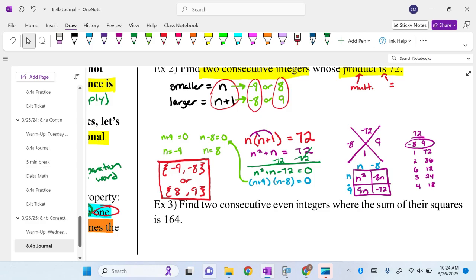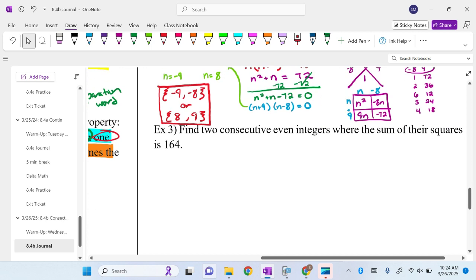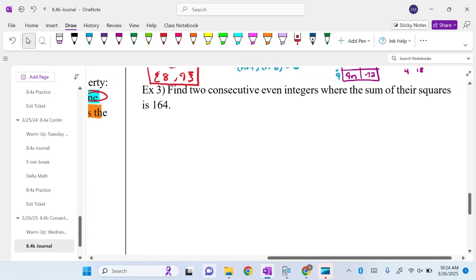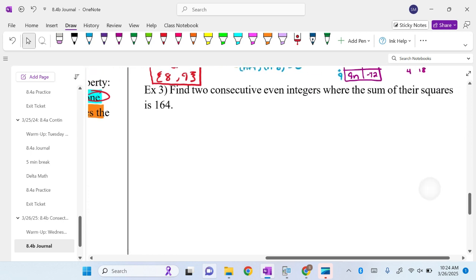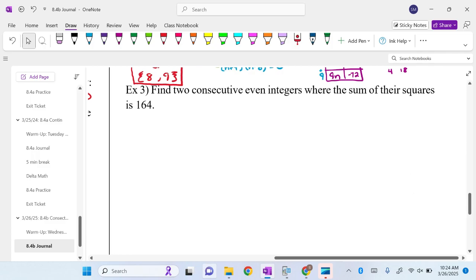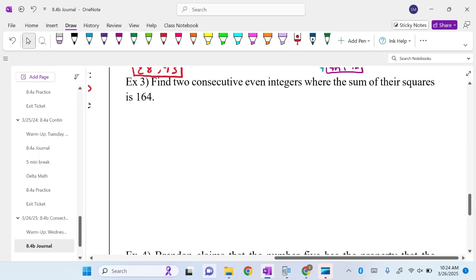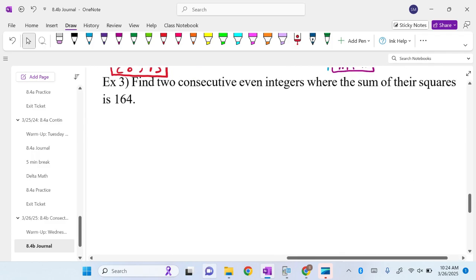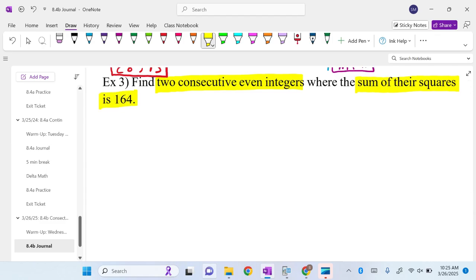Any questions on example 3? All right. The last one we're going to do is example 3. So we're going to skip example 4 because it doesn't really deal with consecutive integers. So example 3 is: find two consecutive even integers where the sum of their squares is 164.